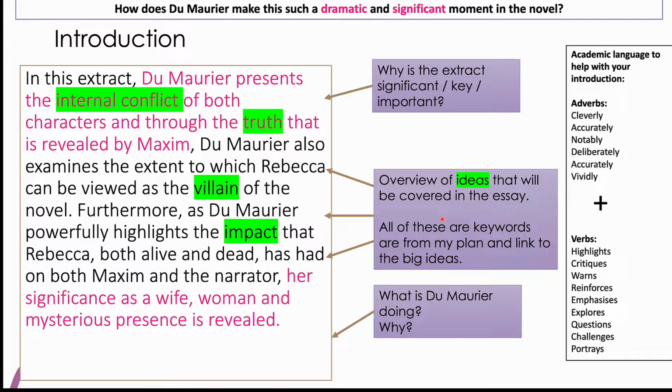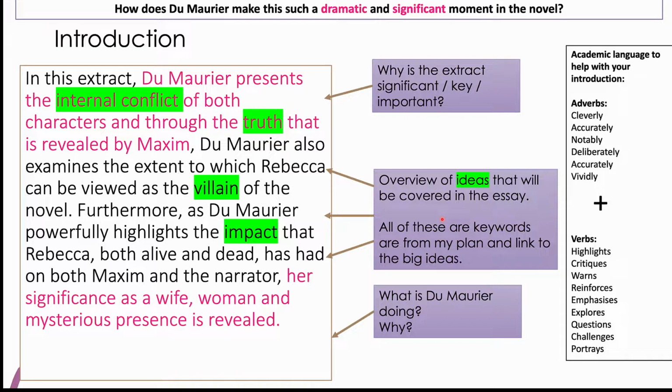So here is my introduction. As you can see, it isn't that long, but it is quite clear. It does everything that it needs to. So the introduction is: in this extract, Du Maurier presents the internal conflict of both characters, and through the truth that is revealed by Maxim, Du Maurier also examines the extent to which Rebecca can be viewed as the villain of the novel. Furthermore, as Du Maurier powerfully highlights the impact that Rebecca, both alive and dead, has had on both Maxim and the narrator, her significance as a wife, woman, and mysterious presence is revealed.